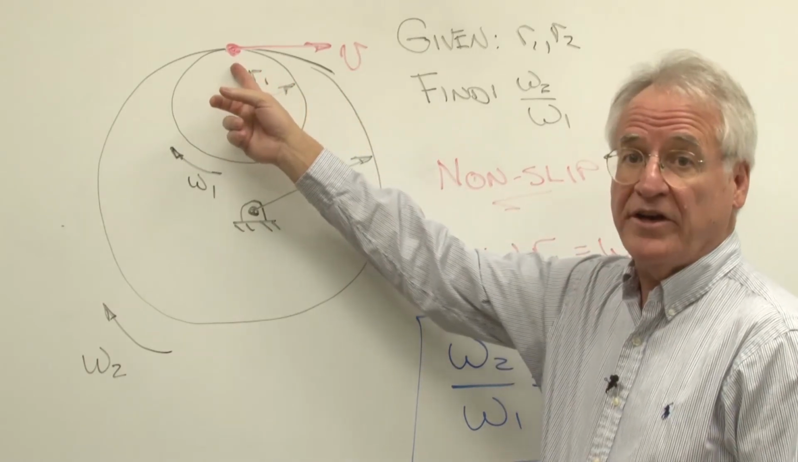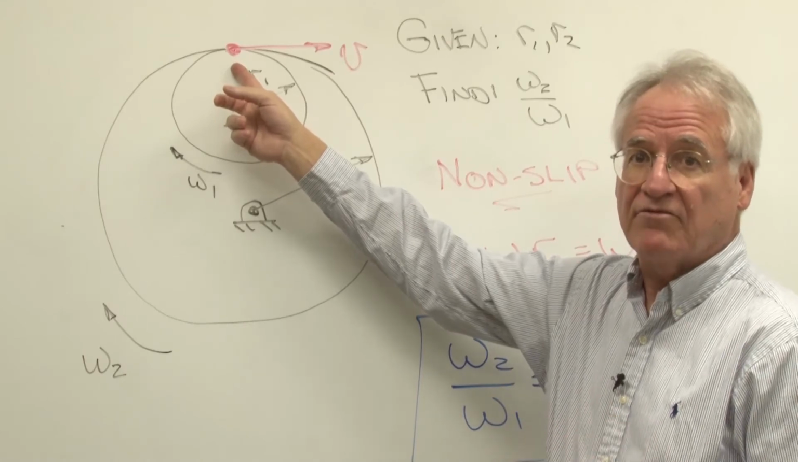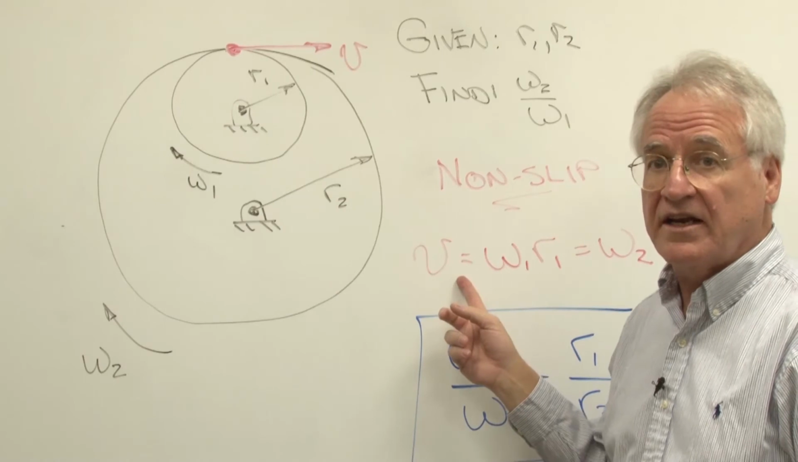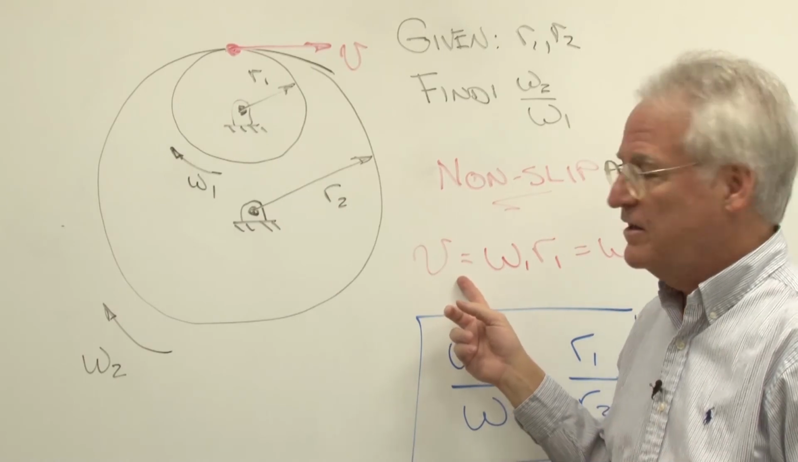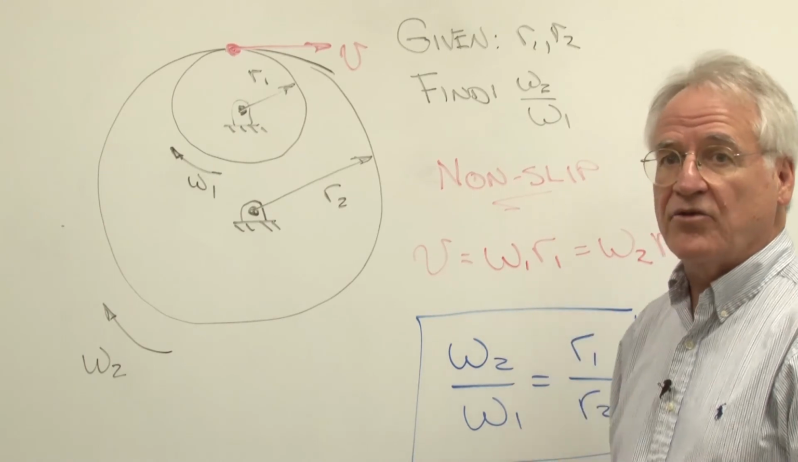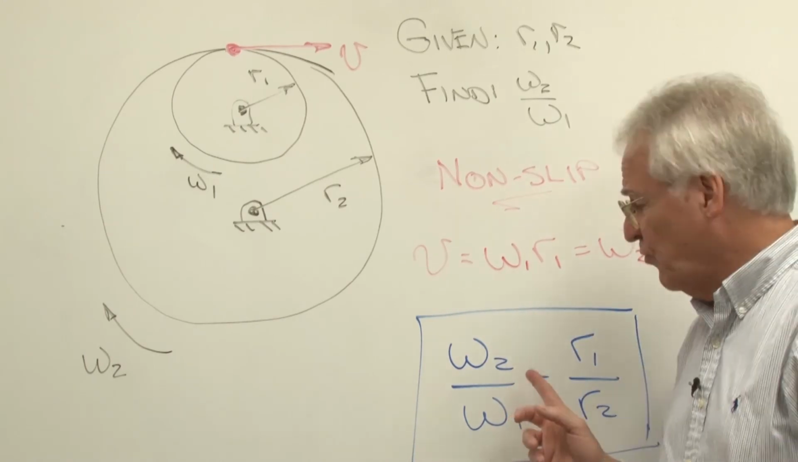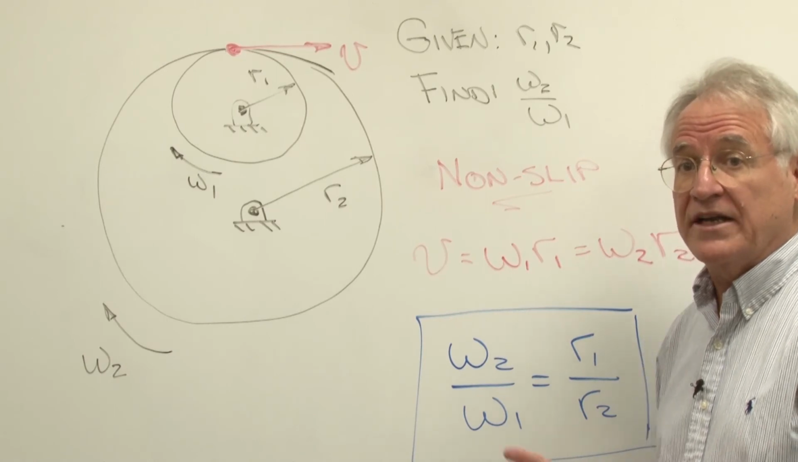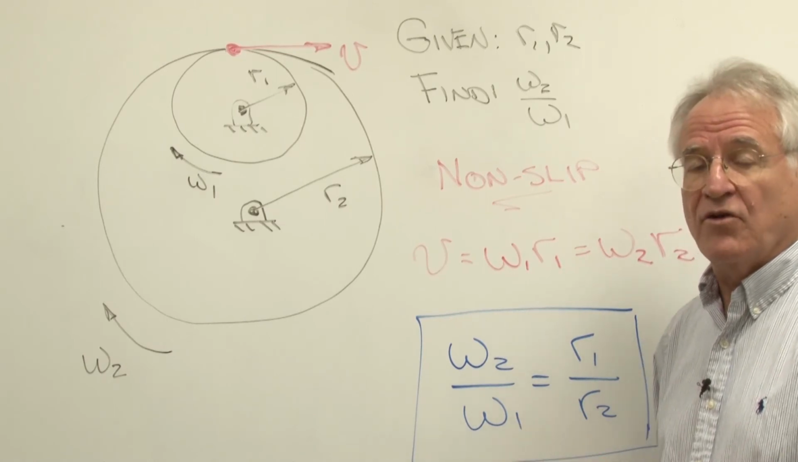Identify the point of contact, which has a common velocity. You write the expression for the velocity in terms of each gear. Omega 1 R1 has got to be equal to omega 2 R2. And as before, the ratio of omega 2 to omega 1 is given by R1 over R2.